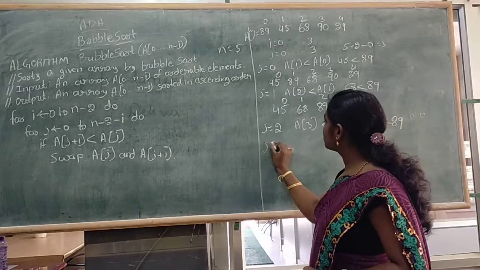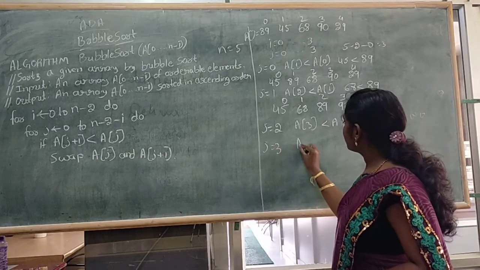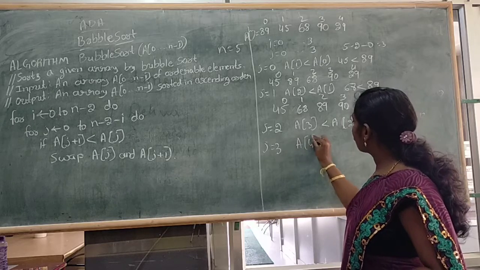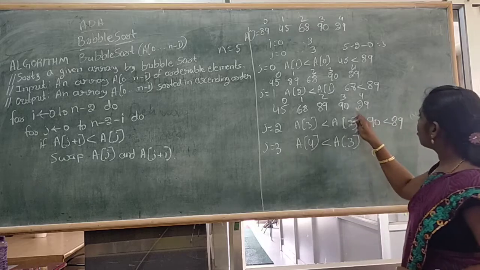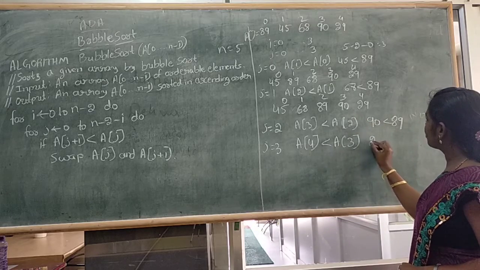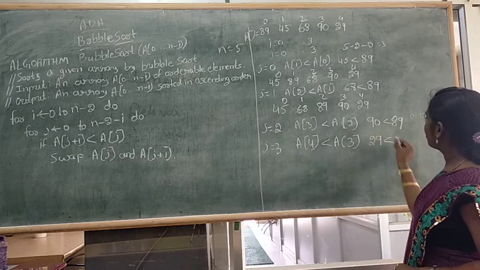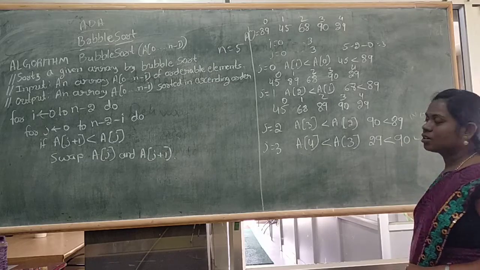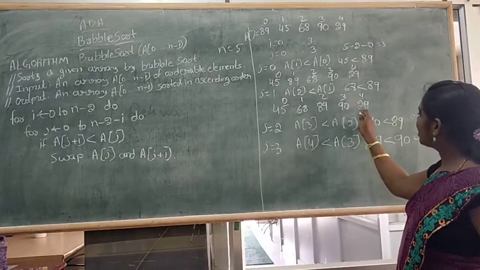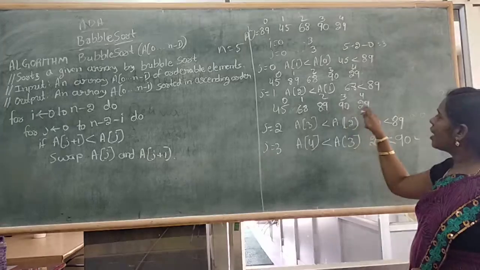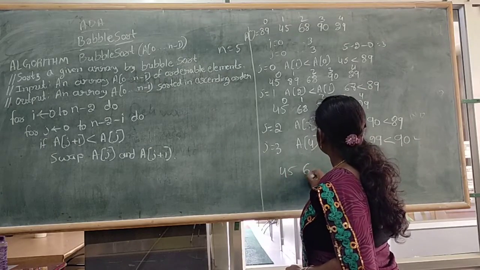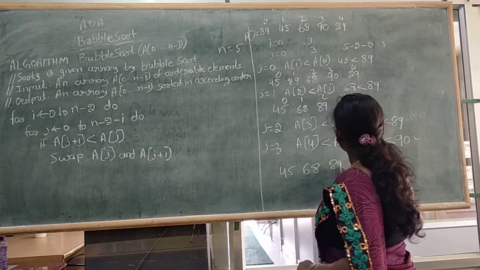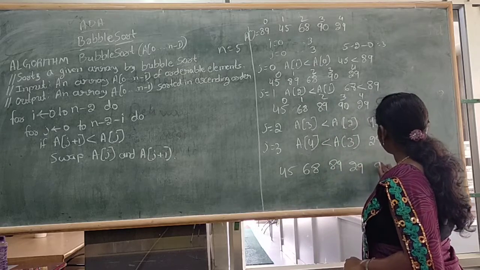Okay. Next j is equal to 3. So A of j plus 1 means A of 4 less than A of 3. How much is A of 4? 29, less than 90. So the condition is true. At that time it will exchange A of j and A of j plus 1. So the array is 45, 68, 89, 29, 90.